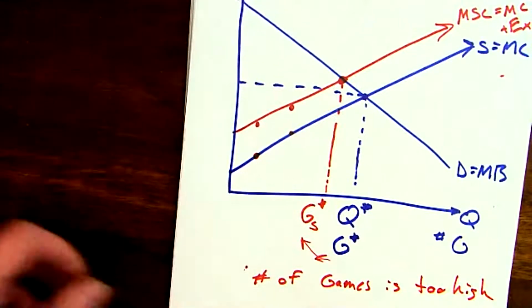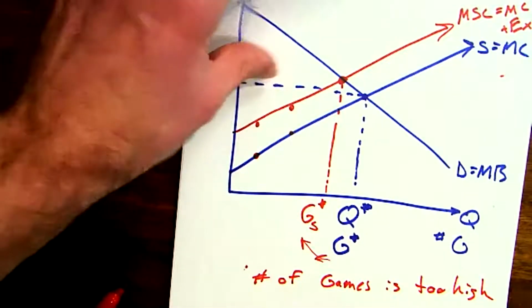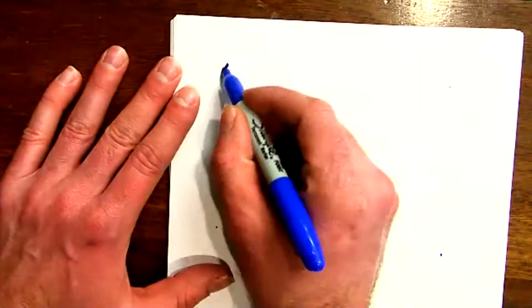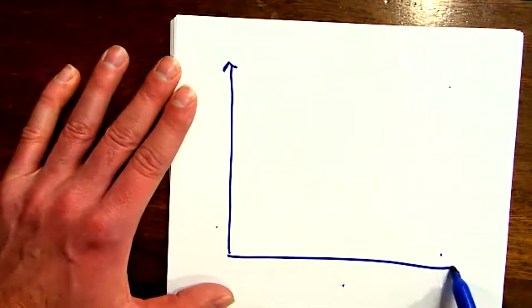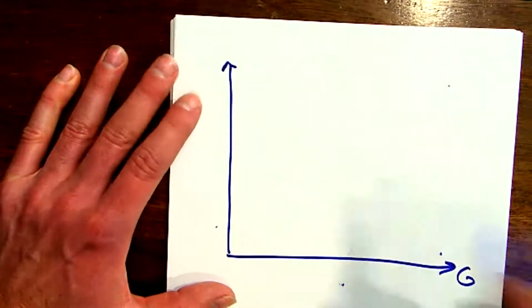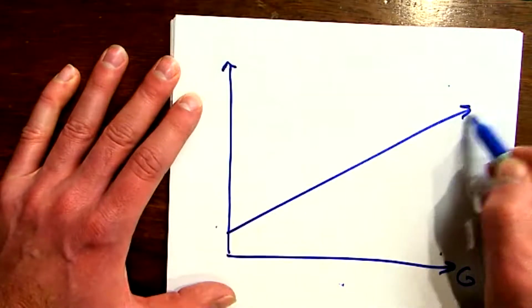So the second thing that we want to draw out is, well, what if there was a positive externality? So let's just draw that out separately, and we can think about what happens when we have the combination of the two. So go through this again pretty quick. We've got, here, I'll write this as G here, number of games.